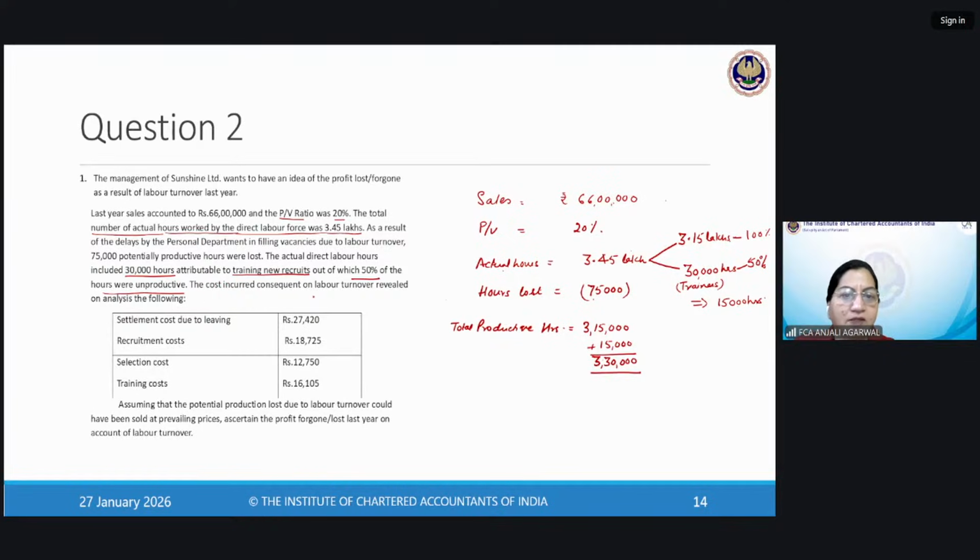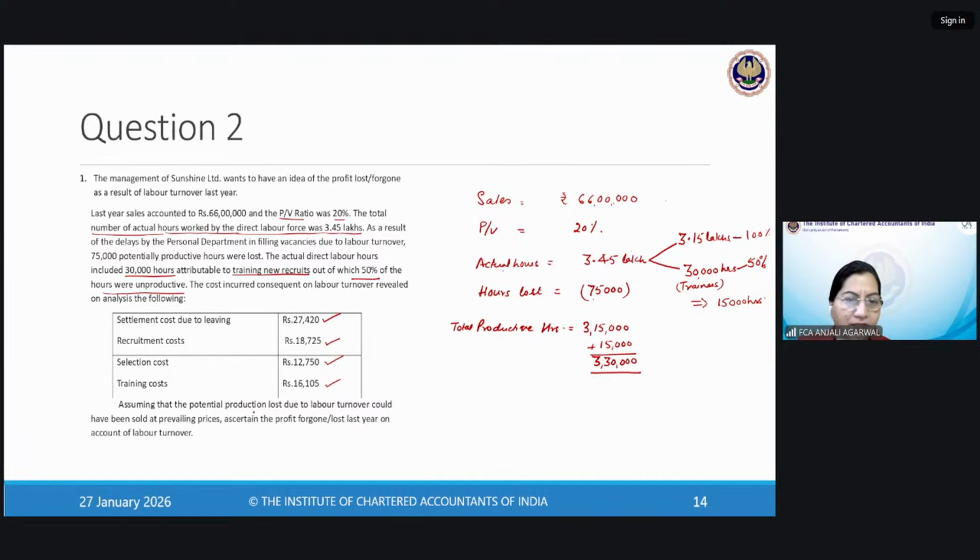The cost incurred consequent on labor turnover revealed on analysis the following. One, you had to pay a settlement cost of 27,420 for those workers who were leaving. There was a recruitment cost of 18,725 to conduct interviews, to give advertisements across places that we need workers, then taking their interviews, taking their tests, selecting them, and once selected, giving them training. So these four are additional costs. In this part of the question, this is simple because you will simply add it.